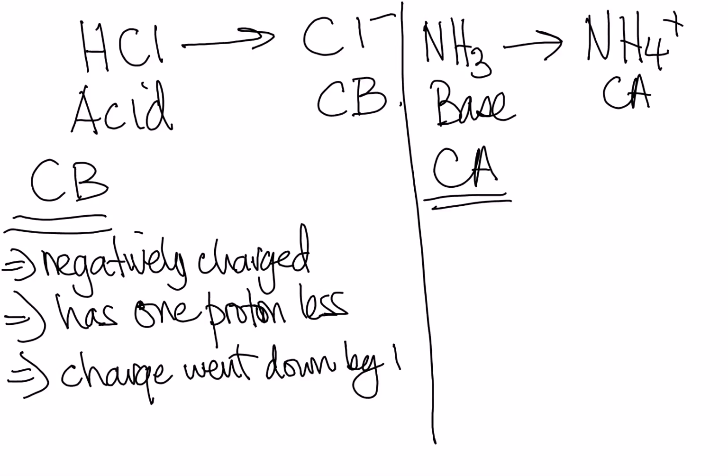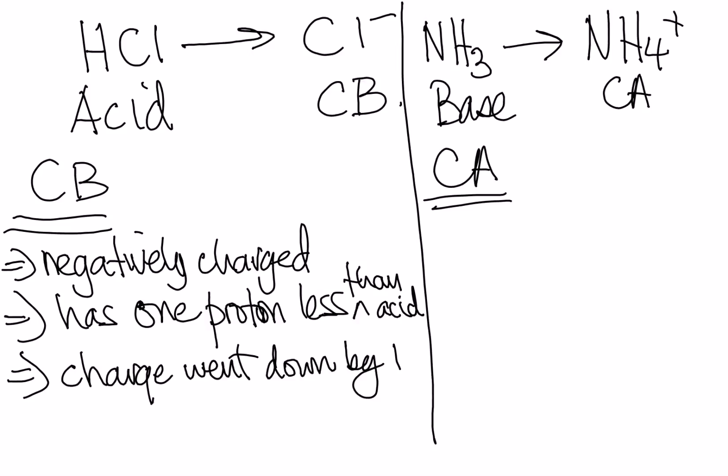Okay, so make sure when you're studying, you study this. A conjugate base is negatively charged. It has one proton less than the acid where it's coming from. So we could put this under acid. Sorry for that mess. And the charge went down by 1.